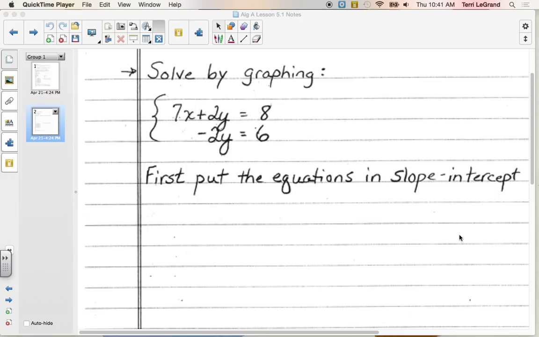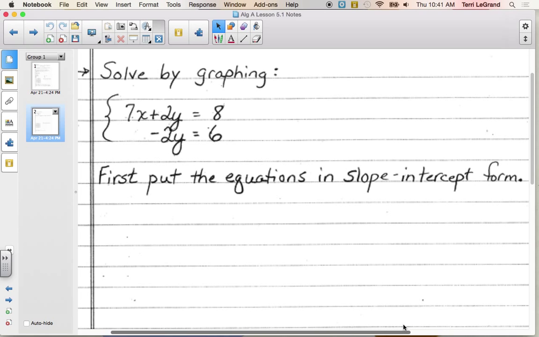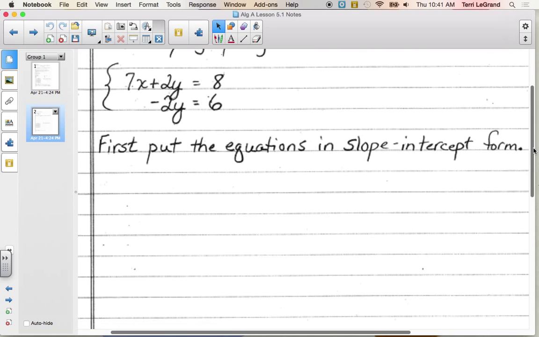The y isn't by itself. So when the y isn't by itself and we're going to solve it by graphing, we need to get y by itself first, okay? So in other words, we're going to first put them in slope-intercept form. Yeah, we need them in slope-intercept form so that we're going to be able to graph them.